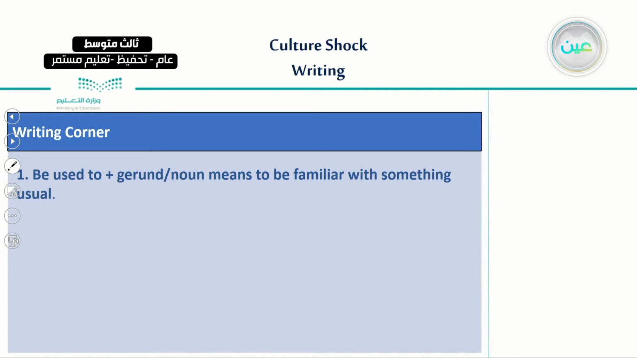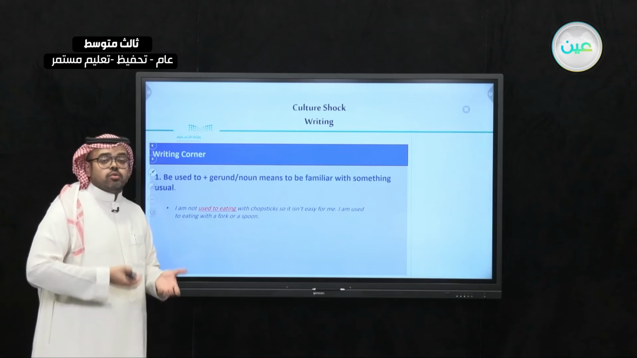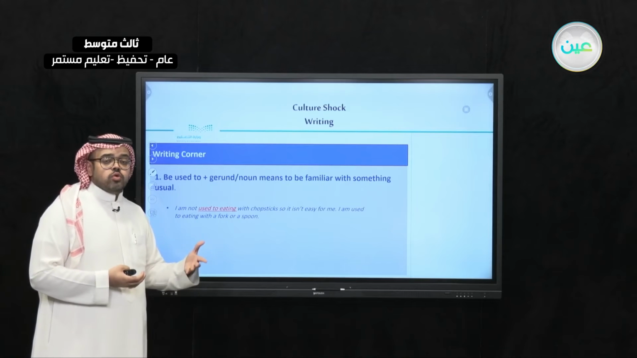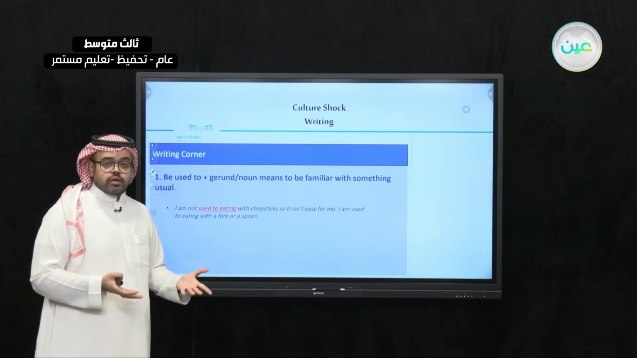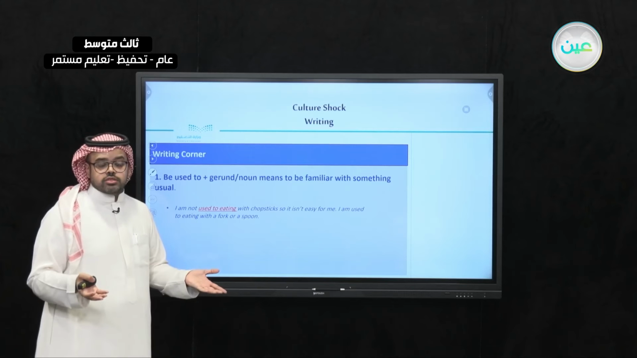So the first rule we have in our writing corner is that we usually use used to plus gerund or noun to mean to be familiar with something. For example, when we say I'm not used to eating with chopsticks, so it isn't easy for me, I'm used to eating with a fork or spoon. So we usually use used to with either a gerund or a noun to indicate that I am familiar with something. For example, when I say I'm used to driving every morning, this is something I was familiar with, but now I'm not used to it anymore.